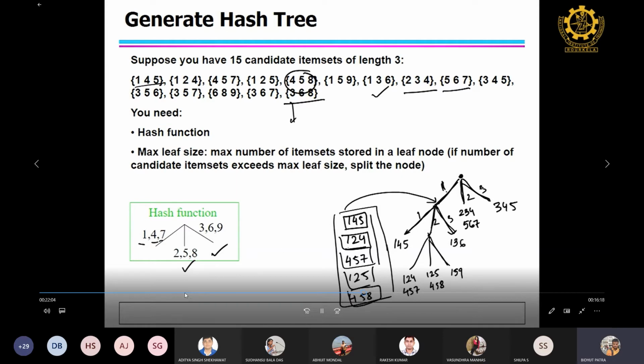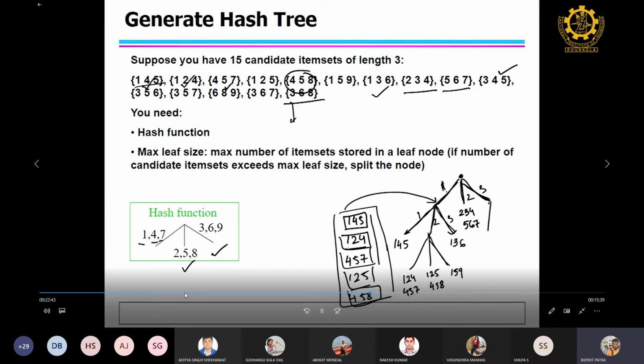Then 356 will come on the rightmost side, and you write 356. Then 357 will again come on the right side, and you write 357. Next is 689. 6 means again on the rightmost side, and you write 689, but it is exceeding 3, so you have to split it. You have to remember what the items are: 345, 356, 357, and 689. So these will be split again.